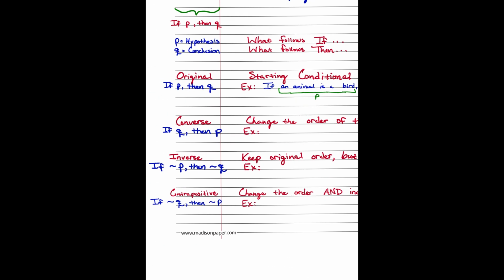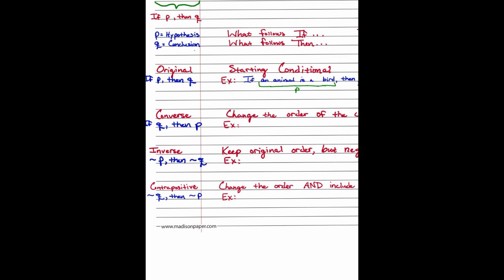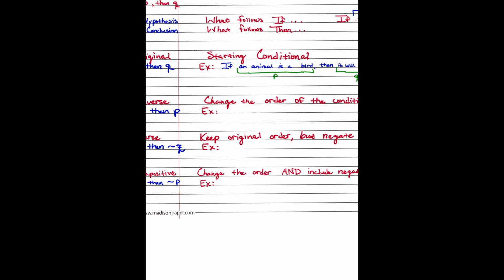So the next one I want to talk about is what's called the converse. This is where we flip the P and the Q. So we flip the hypothesis and conclusion. It's a change of the order of the conditional. Let's go ahead and write this.